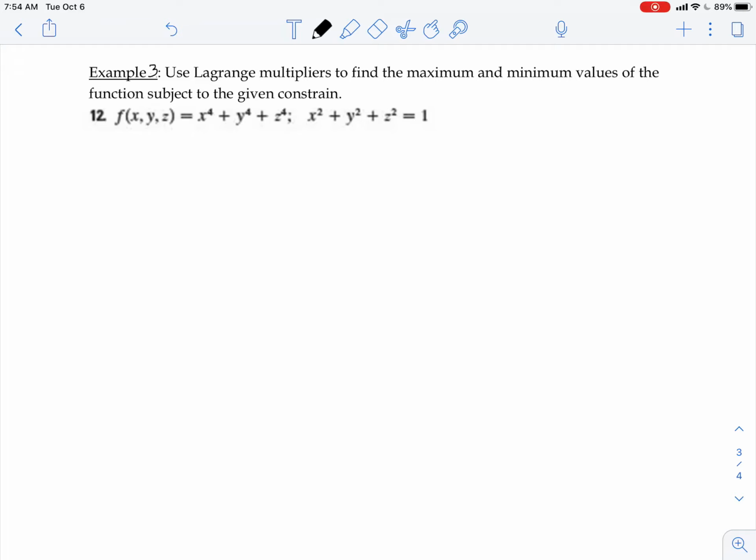Welcome to the third and last example of today's notes. We're going to talk about using Lagrange multipliers to find the max and min values of the function subject to the given constraint. And this one's going to be a little bit more difficult, and it's going to involve some logic. So I'm never going to really test you on this one, but I am going to give you another homework problem on this because I do want you to try to understand it. But I can see how it can be a little difficult.